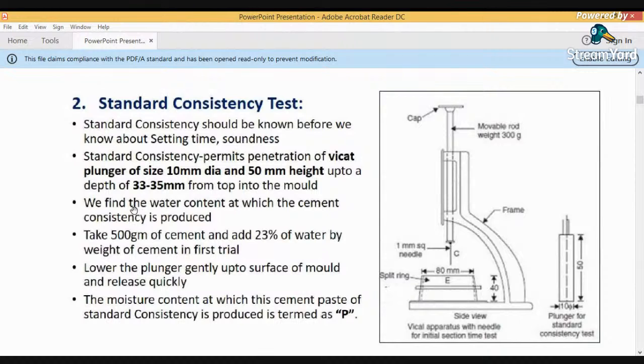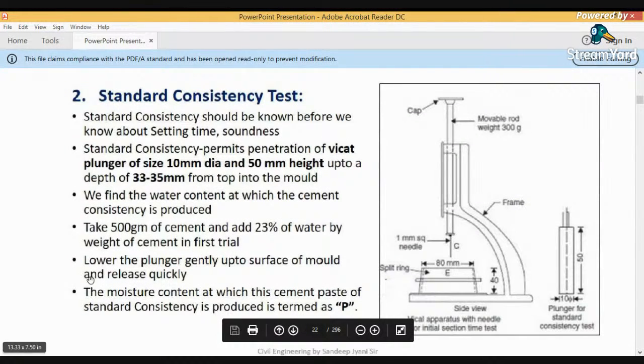So we generally find the water content at which the cement consistency is produced. Okay. So now what we have to do is take 500 gram of the cement, and we add 23% water, because we have already discussed that 15% of the water is already stored in the voids of the cement. So what is the additional amount of water we are adding? 23% of water we are adding at the first trial.